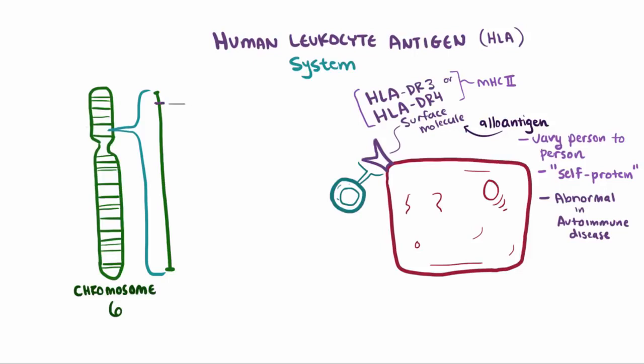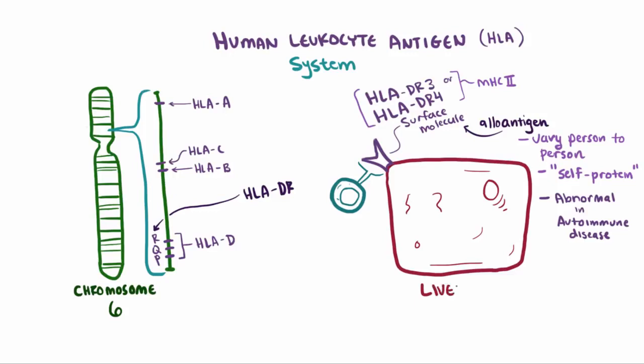For example, depending on the location, you could have HLA-A, HLA-B, HLA-C, or HLA-D. And HLA-D has 3 subregions, P, Q, and R. So this one is HLA-DR. So specifically with autoimmune hepatitis, there seems to be some sort of connection between these particular self-proteins, the HLA-DR, and mounting an attack against your own liver.